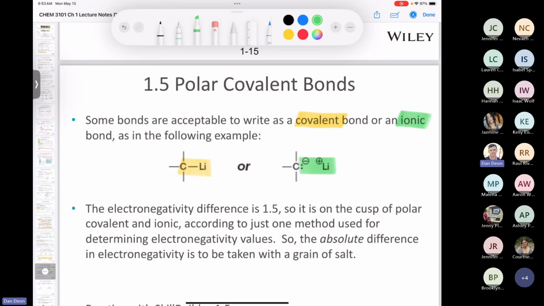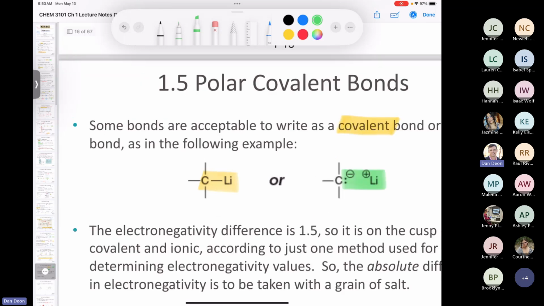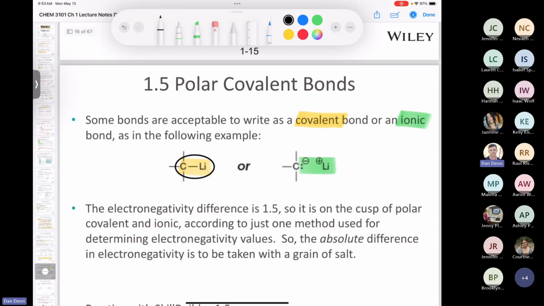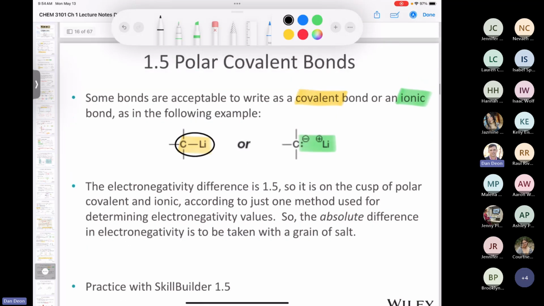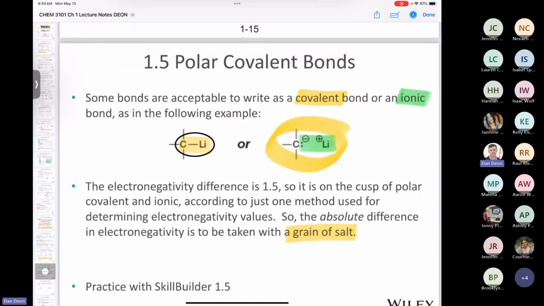For the first quiz, we're going to take the values hard and fast. So what that would mean is that for carbon and lithium, the difference is only 1.5. So you would draw it like that as a covalent bond. The idea is this, okay? The reason it's in the textbook here is that sometimes we do take these values with a grain of salt and we say, hey, we're actually not going to draw this like a covalent bond. We're actually going to draw it like a cation and an anion.